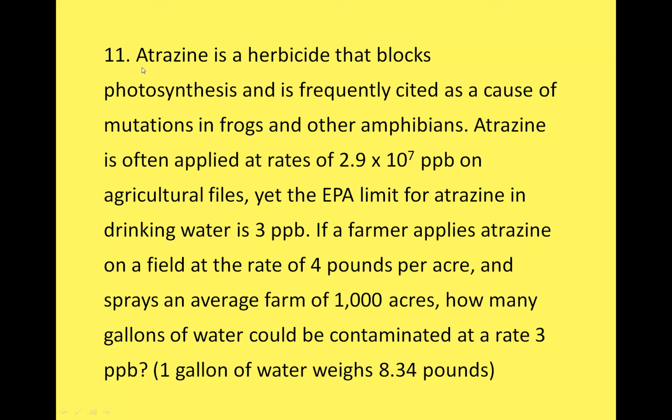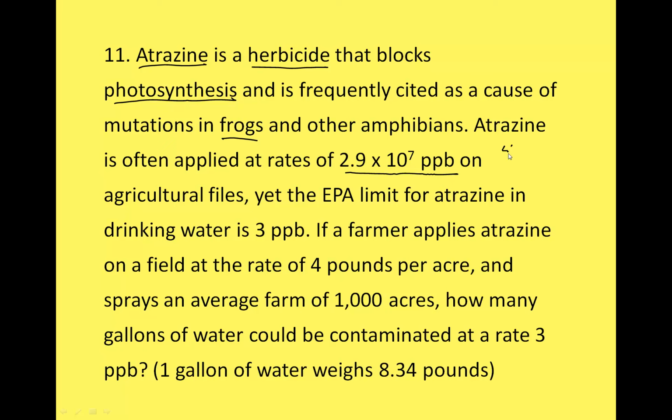It tells us that atrazine is a herbicide that controls weeds, and it blocks photosynthesis through its mode of action, and is frequently cited as a source or cause of mutations in frogs and other amphibians. Atrazine is often applied at rates of 2.9 times 10 to the 7th parts per billion.